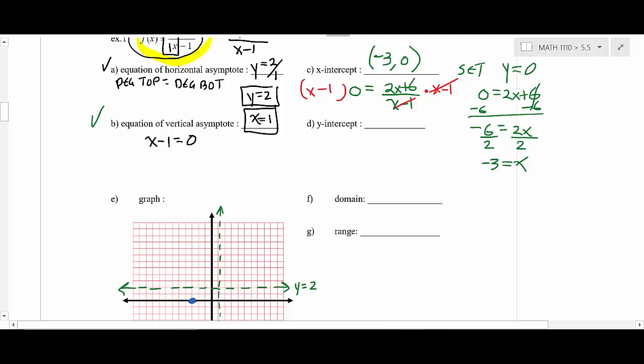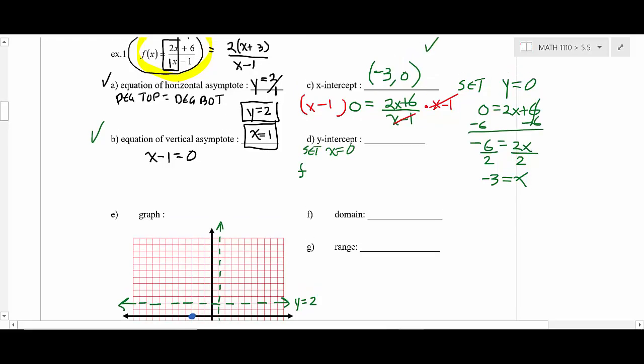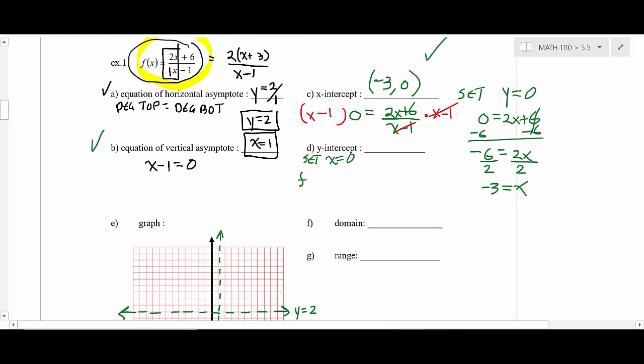We know that. All right, how do you find a Y-intercept? It's the opposite thing. What you do is you set x equals 0. So you take the function that we have, 2x plus 6 over x minus 1, and just replace all the x's with 0. So that would be 2 times 0 plus 6 over 0 minus 1. Simplified, that would be 6 over negative 1, so that's negative 6.